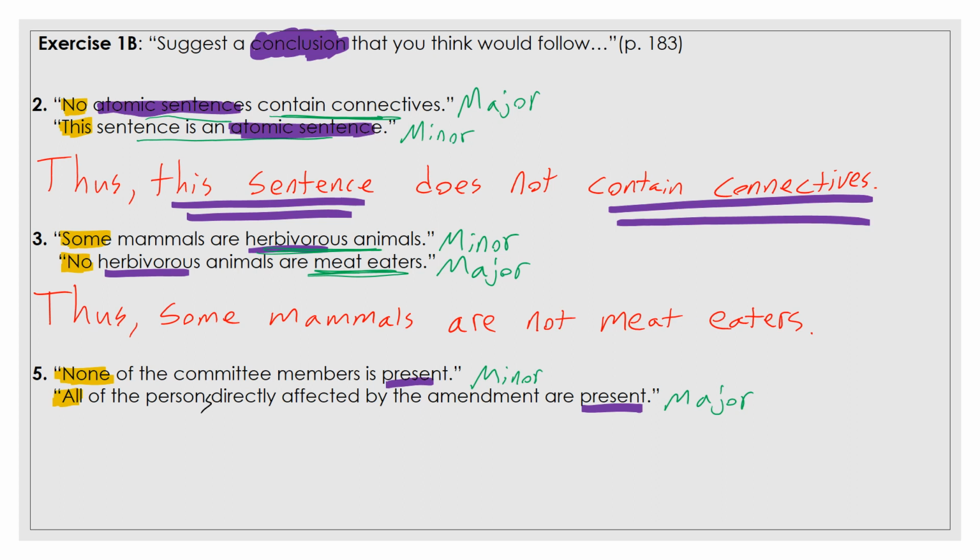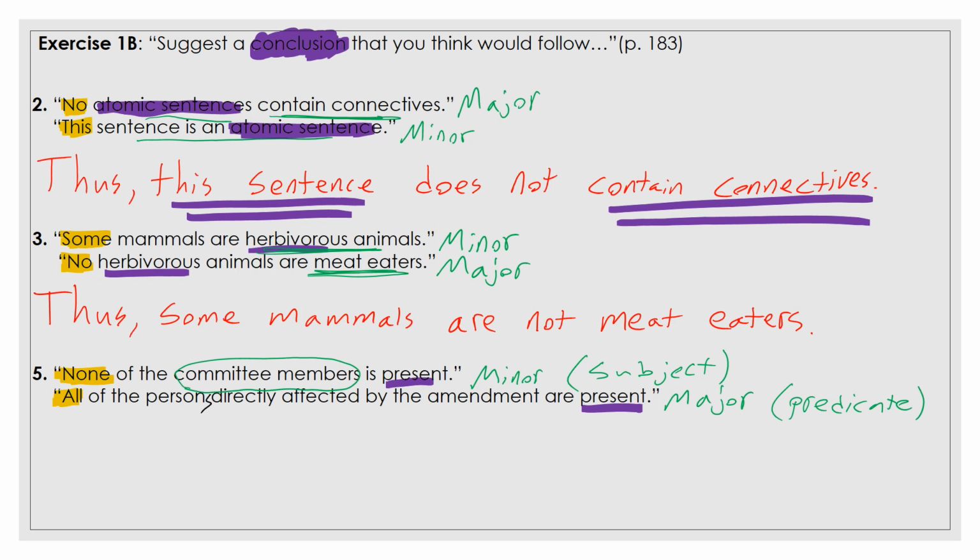Now, to note on the side, the reason I'm treating the first premise as the minor premise is because it will contain the subject of the conclusion, whereas the major premise will contain the predicate. The predicate is just an attribute. It's just describing in some way the subject. So we're given all the persons directly affected by the amendment are present, but none of the committee members is present. So what would follow about the committee members? They're not present, so it must mean that they're not affected by the amendment.